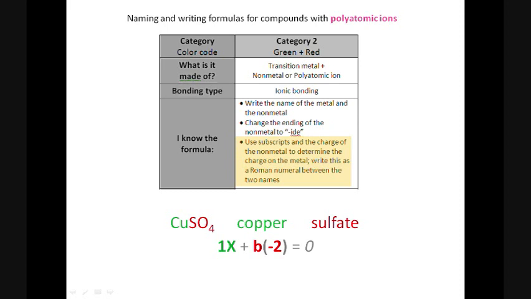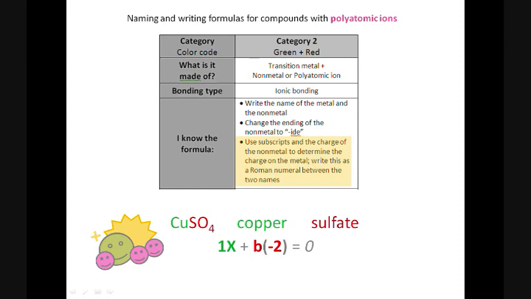Remember, sulfate, like all polyatomic ions, is like a family, and we can't break apart the family. So that 4 next to sulfate doesn't mean that there are 4 sulfates. It means that in the one sulfate in this compound, there are 4 oxygen atoms.